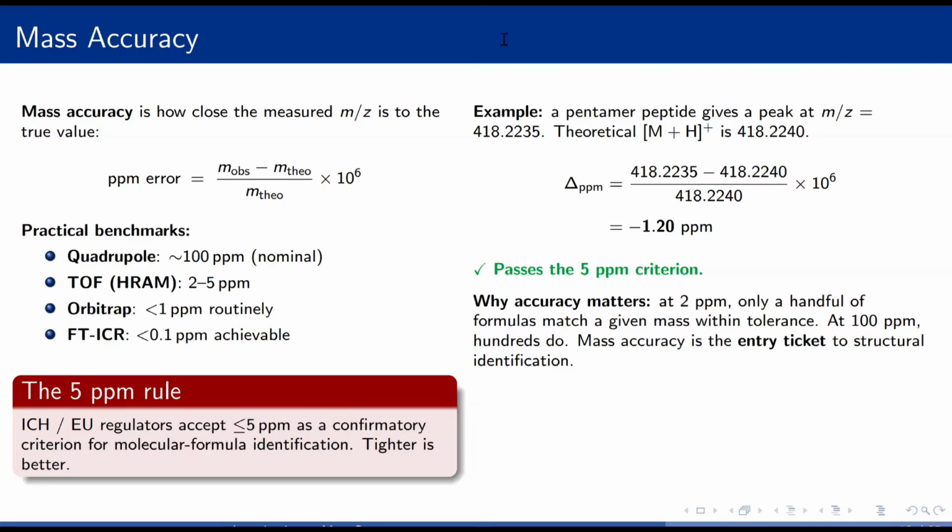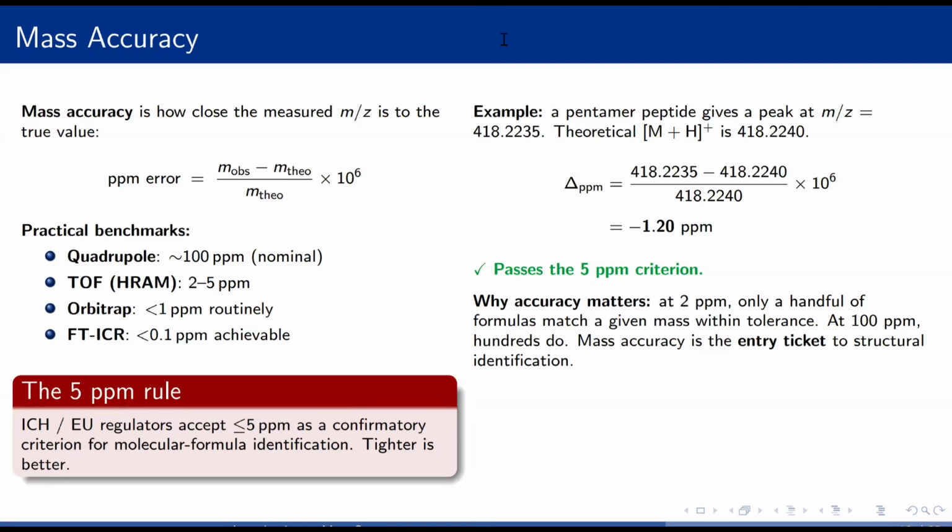Practical benchmarks. A quadrupole is essentially nominal. It measures to the nearest Dalton, which at mass-to-charge ratio of 500 is about 2000 ppm error. That's why we call quadrupoles unit resolution instruments. Time of flight and Orbitrap are what we call high resolution accurate mass, or HRAM. A modern QTOF delivers 2 to 5 ppm accuracy routinely. An Orbitrap routinely hits below 1 ppm. An ICR with a well-calibrated instrument can achieve 0.1 ppm.